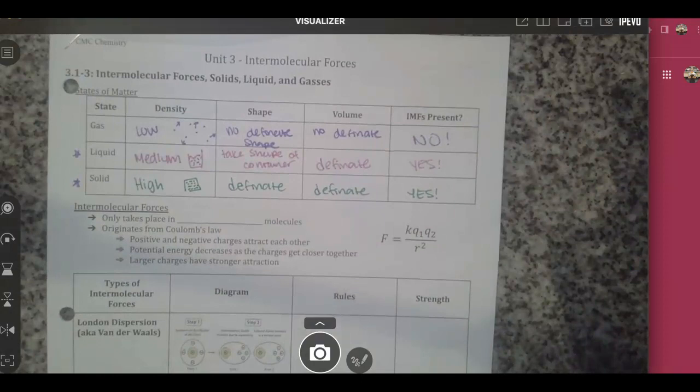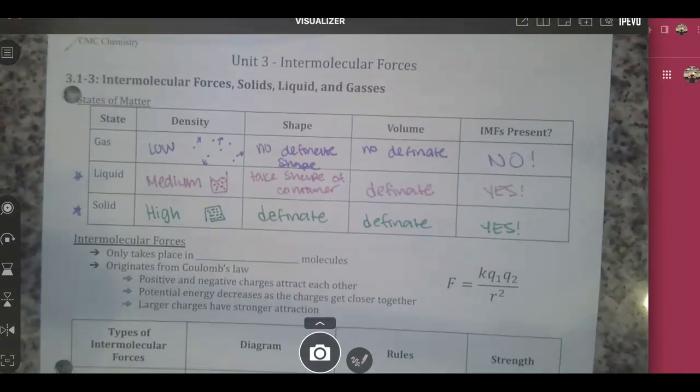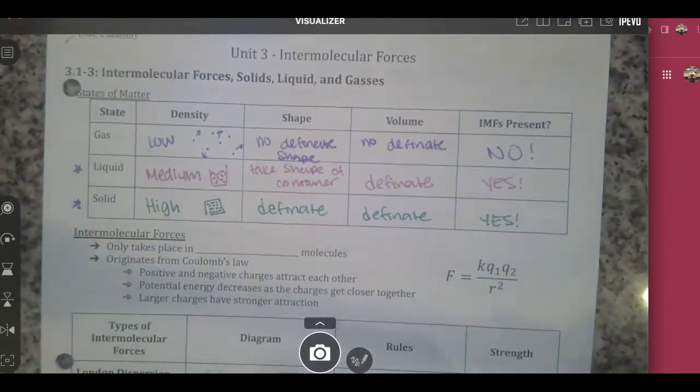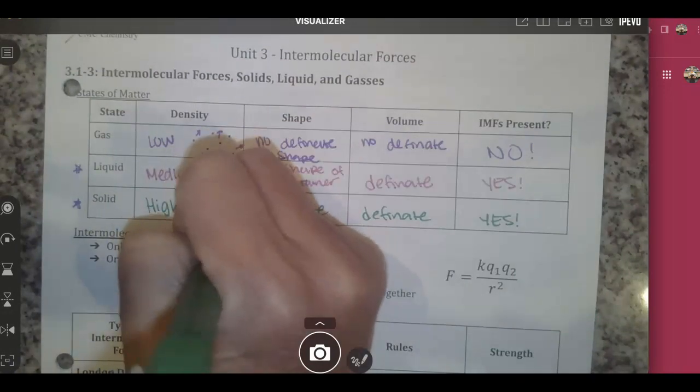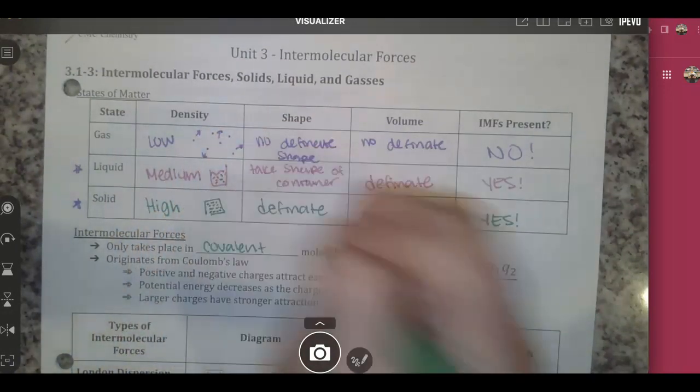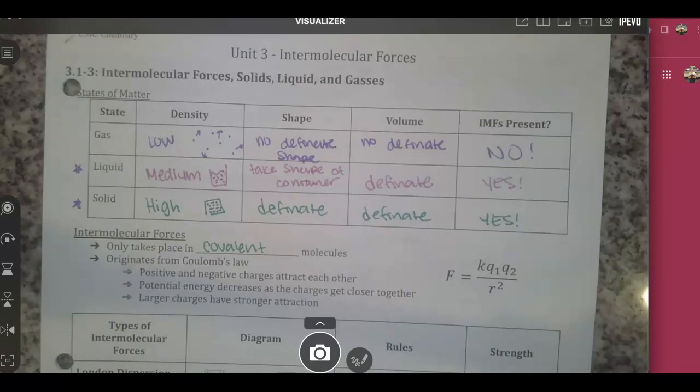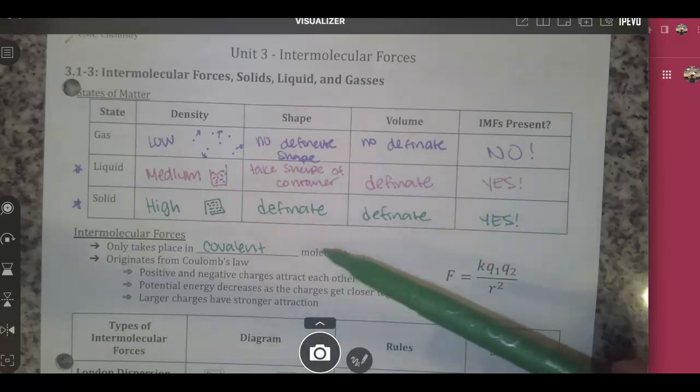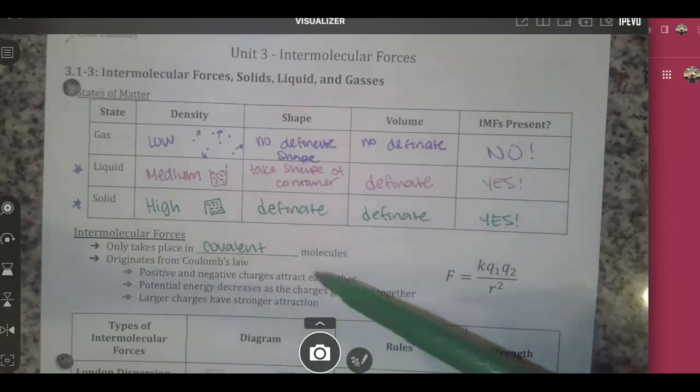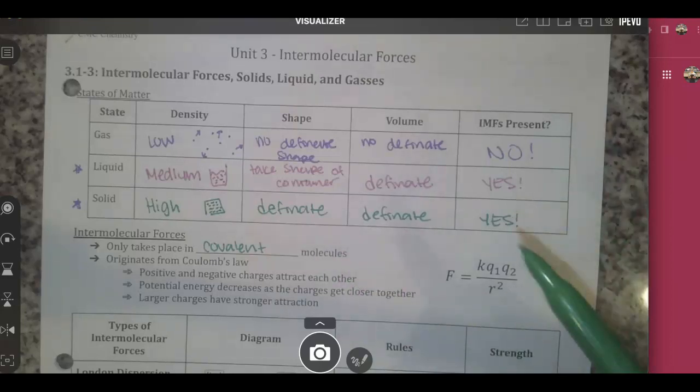Okay, so all these intermolecular forces that we are going to look at, these are specific to covalent compounds only. So these all happen in covalent molecules. We do see that ions will come into play here, and we'll look at how ions interact with intermolecular forces. So if there's an ion, it's going to be interacting with something that is covalent because covalent compounds have these intermolecular forces.